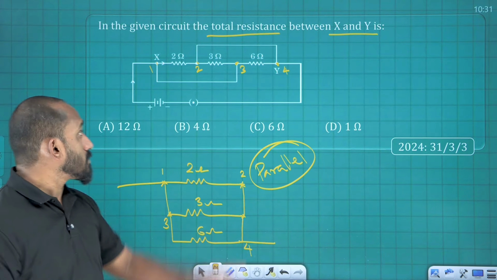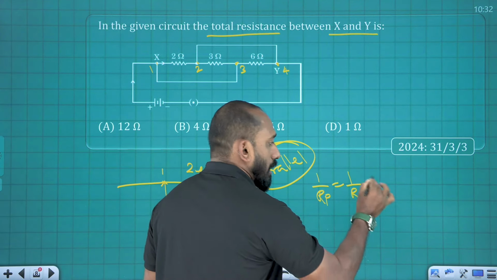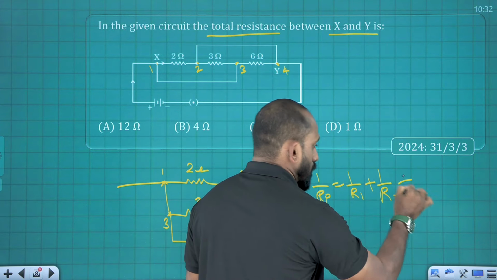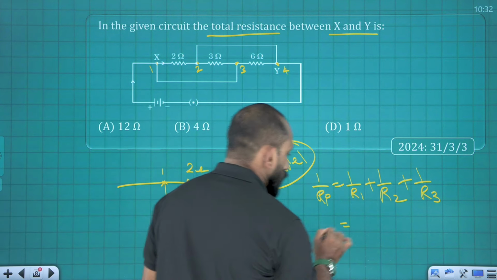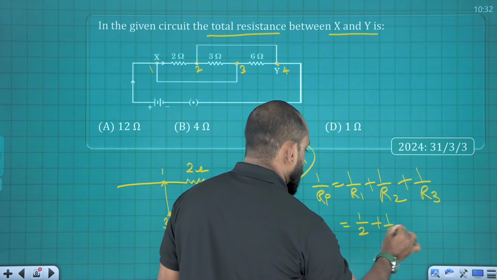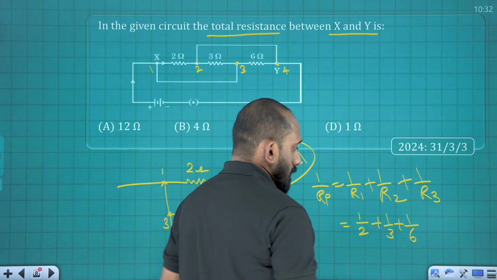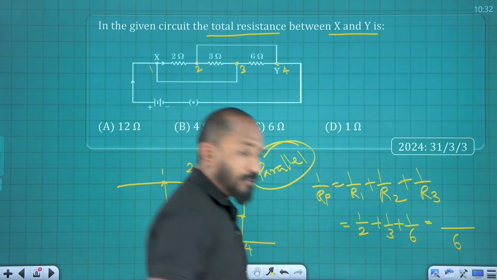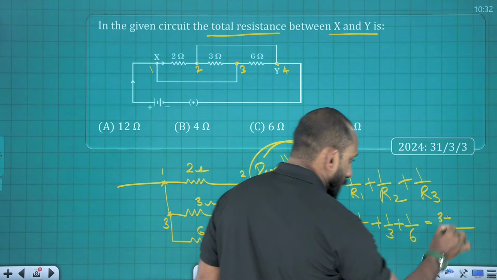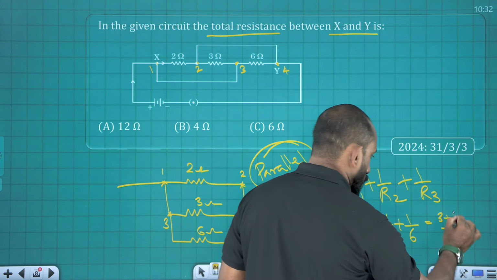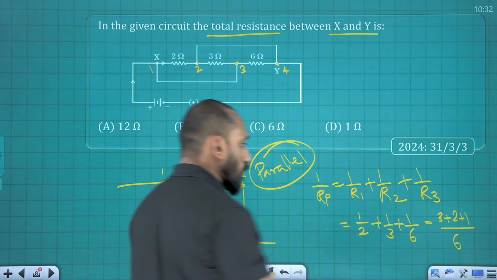Now, what is the parallel combination resistance? We have three different values. So, 1 over Rp is equal to 1 by R1 plus 1 by R2 plus 1 by R3. Substituting, 1 by Rp is 1 by 2 plus 1 by 3 plus 1 by 6. Take 6 as the LCM. For 2, you multiply by 3, so 3. For 3, you multiply by 2, so 2. Plus 1. So 3 plus 2 plus 1, that is 6 by 6, which is 1.